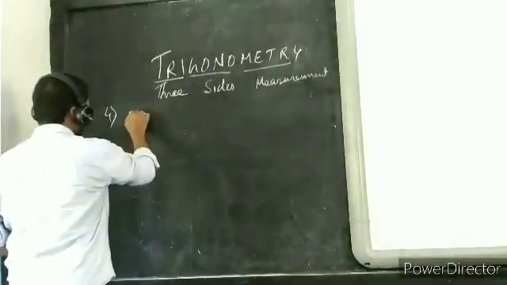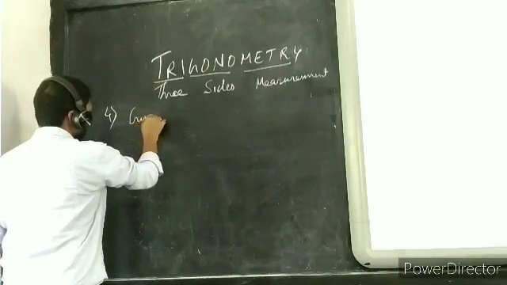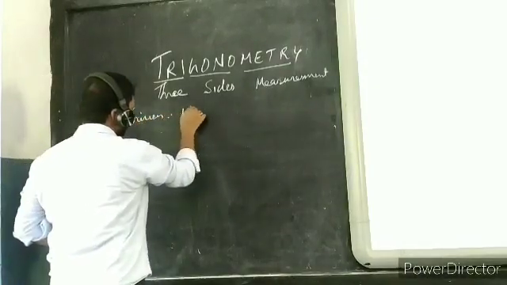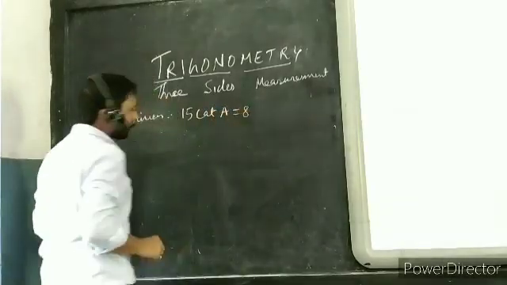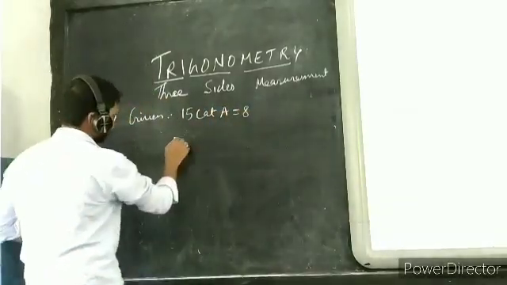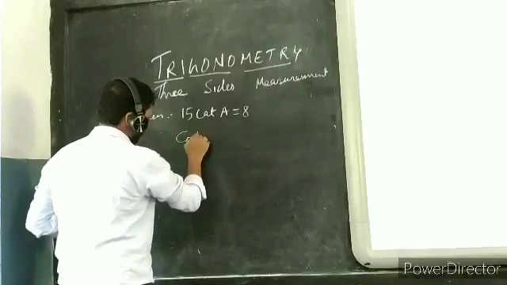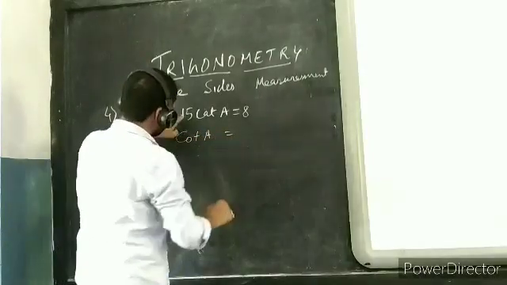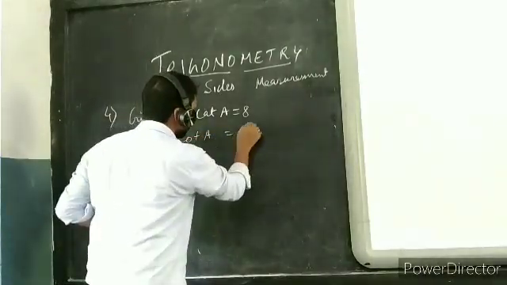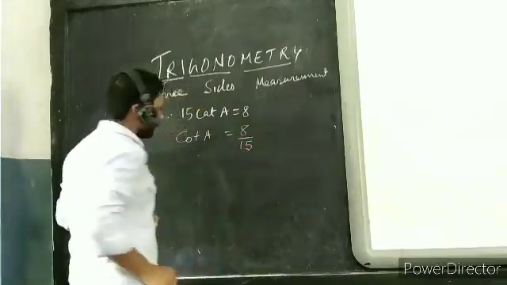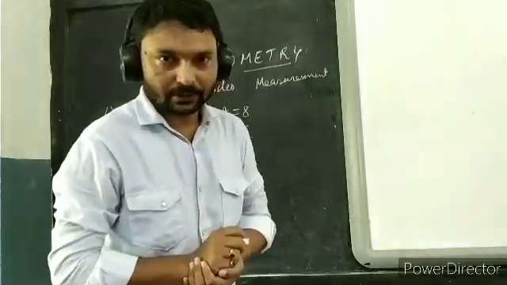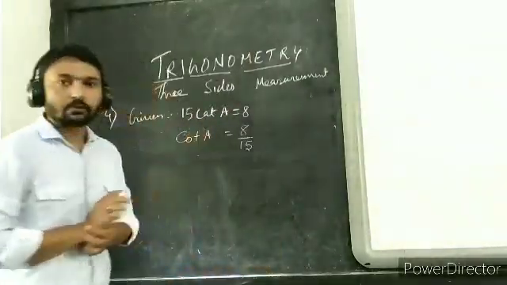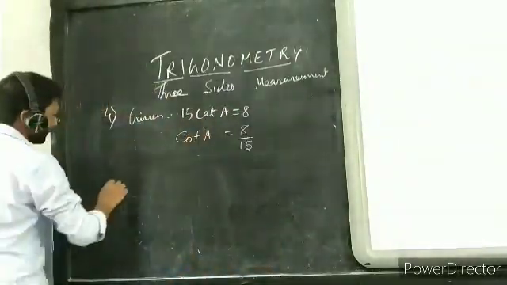Tan A is given, 8 by 15. Tan A equal to 8 by 15. Now if I write this, tan A will be what? This 15 I will bring this side, it will become 8 by 15. Now here no triangle is given, nothing is given, only angle A is given. For that we will start the solution like this.